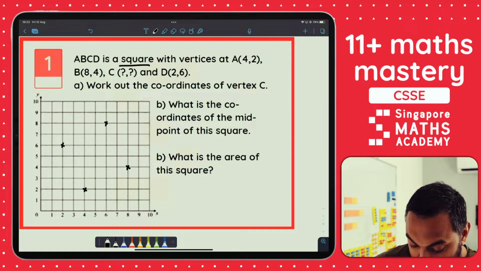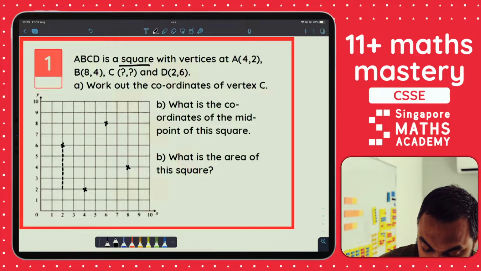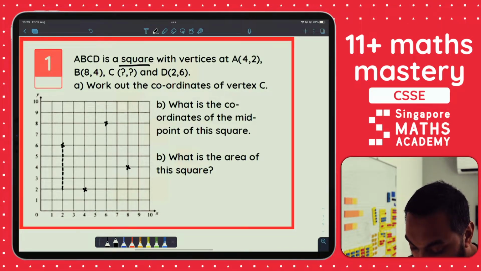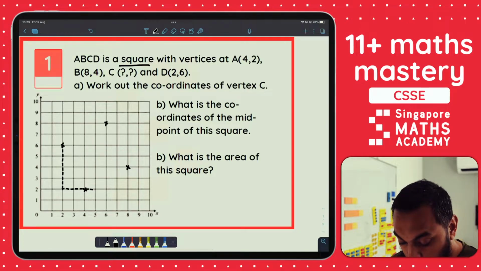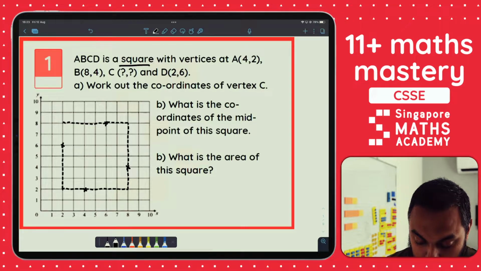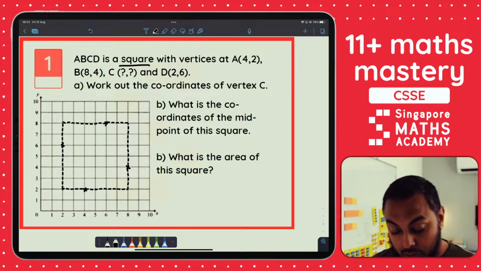Another way to check this is for me to see that I'm going down 1, 2, 3, 4 squares down and 2 across. And I'm going to do the same thing again, but not 4 down. This time I'm doing 4 across, 1, 2, 3, 4, and 2 up, 1, 2, and the same thing again. 4 up and 2 across, and 4 across and 2 down. And I have a perfect square as well.